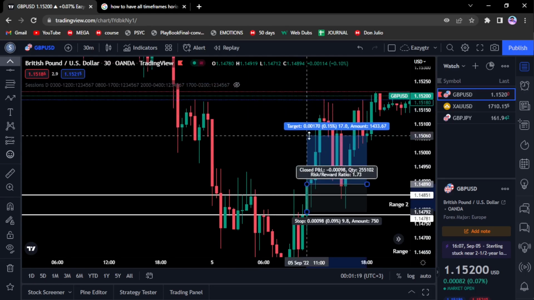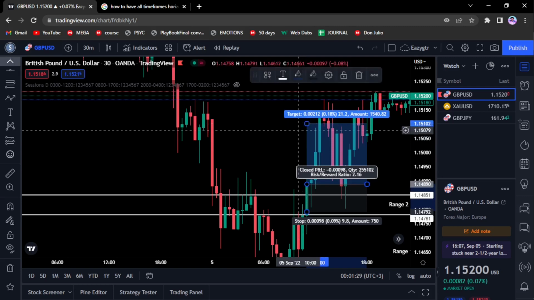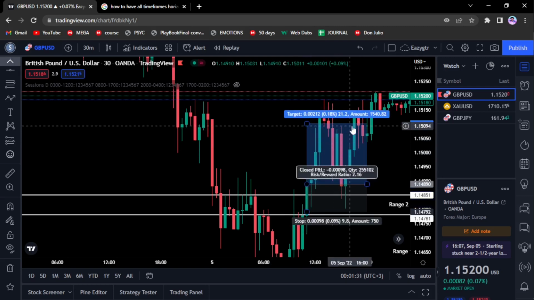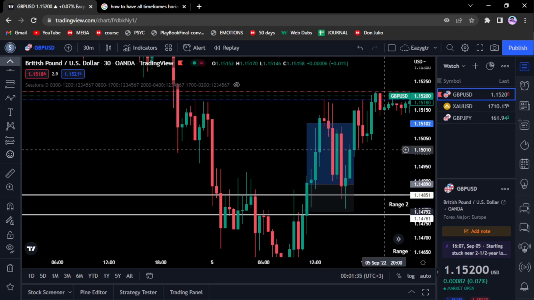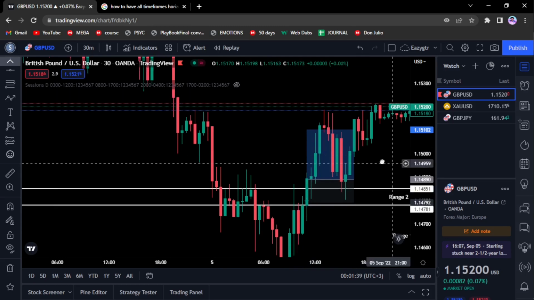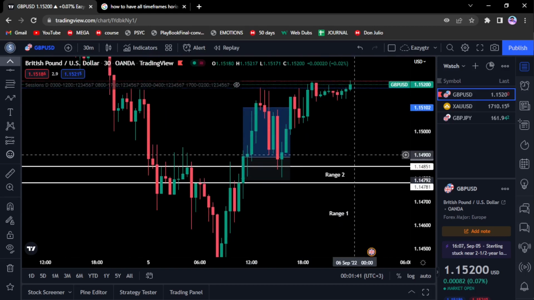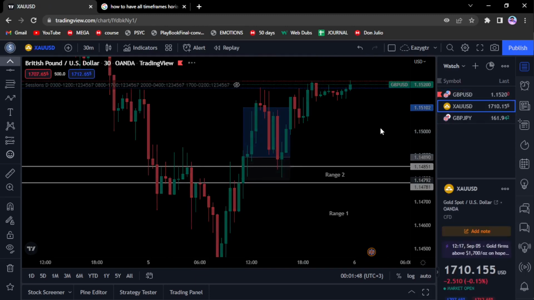So we aimed for 1 to 2 because we had already taken the GJ buys, so we were not as aggressive as before. So we took profits at around 21 pips. So that's the trade for GBP USD. I hope as you're going along, you're grasping how ranges work, and if you have any questions, you could ask in the comment section. Okay, so let's move to gold.